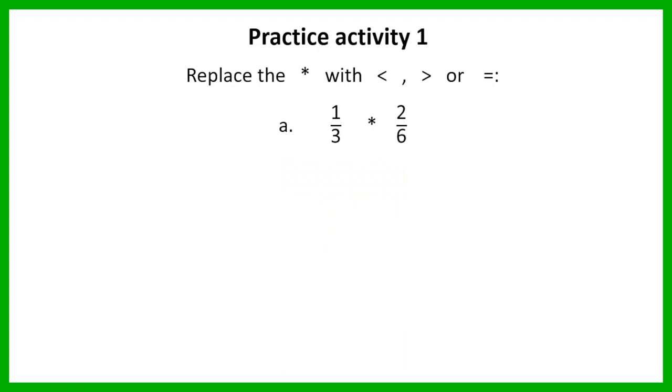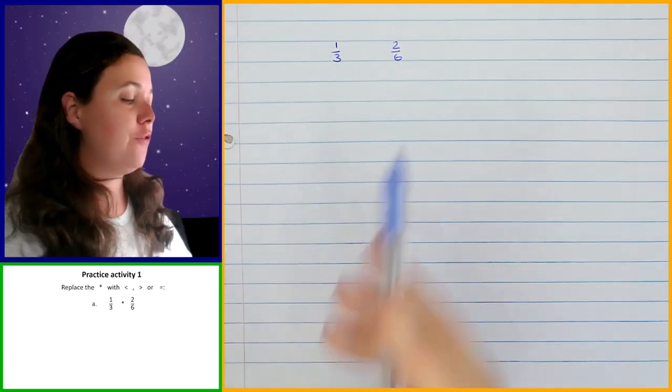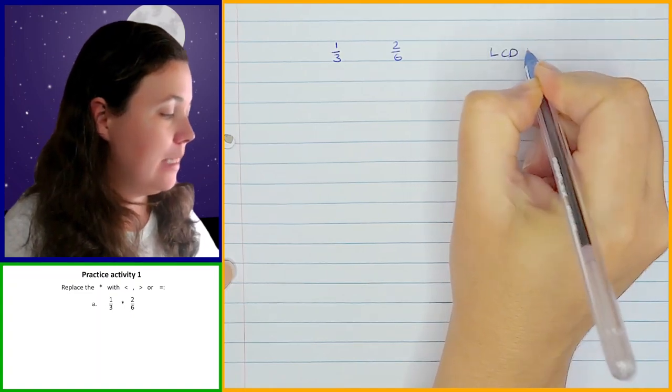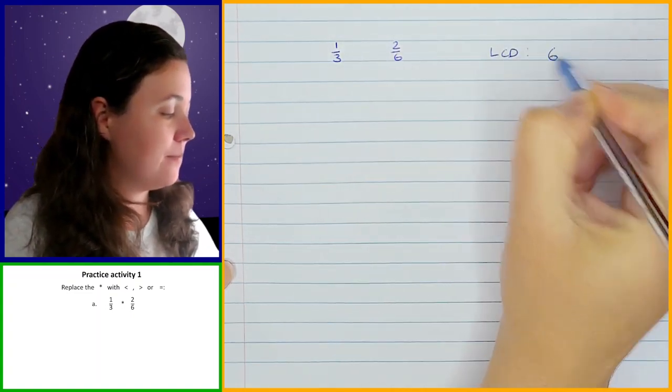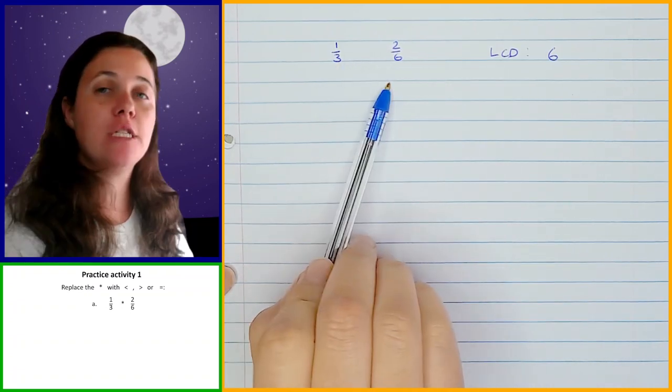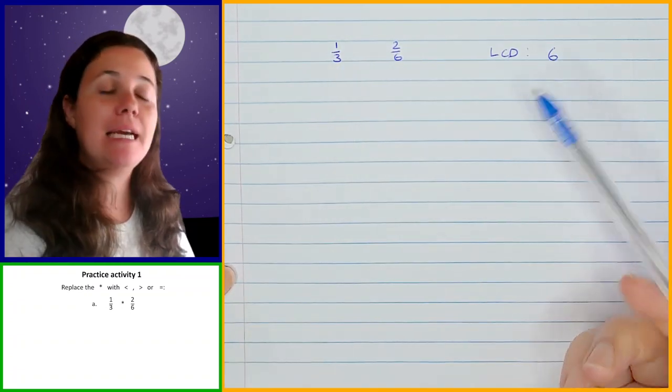Okay, so let's go through that example. So the first thing you should have found looking at these two fractions is that your LCD is 6. Okay, so now once I know what my LCD is, I need to change the fractions so that they all have the LCD as their denominator.